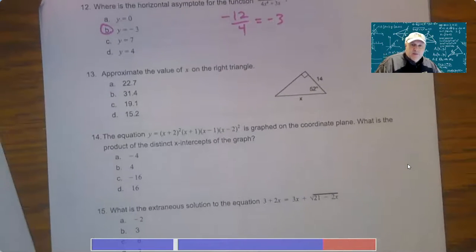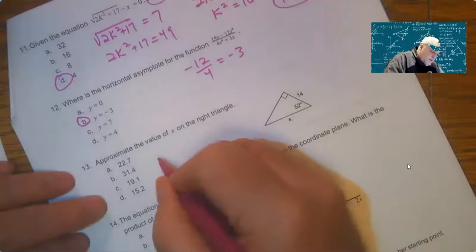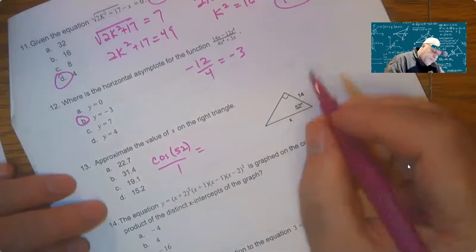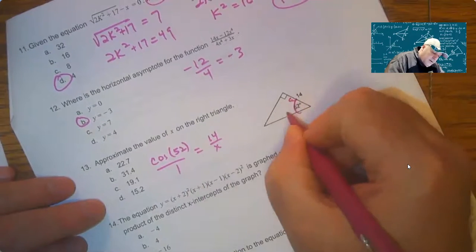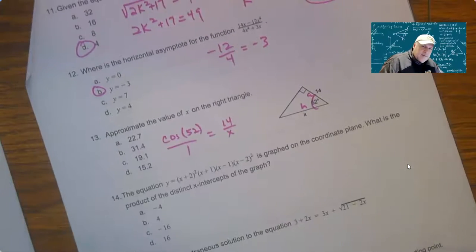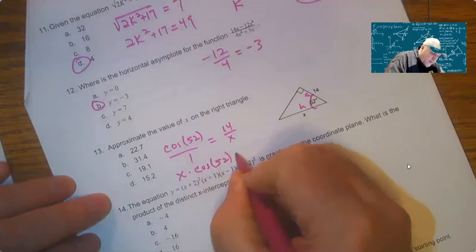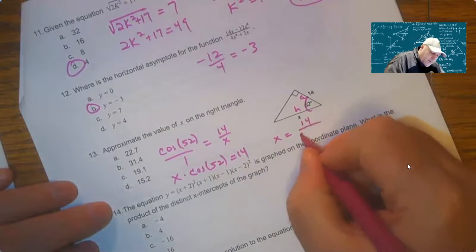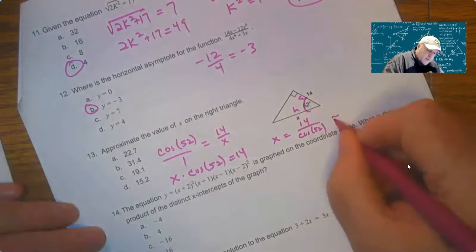Approximate the value of x on the right triangle. So this is a cosine, cosine of 52 equals 14 over x. Remember, a and h. A makes the right angle. So x times cosine of 52 equals 14. So x is going to be 14 over the cosine of 52. And you divide it out, and that's about 22.7.